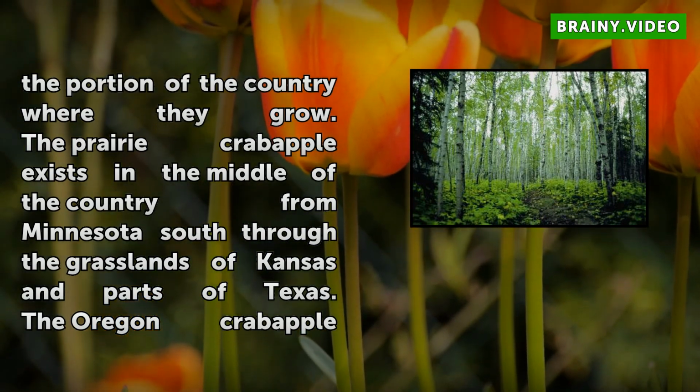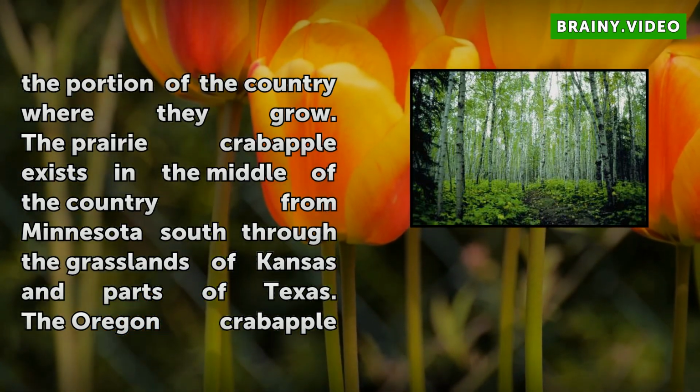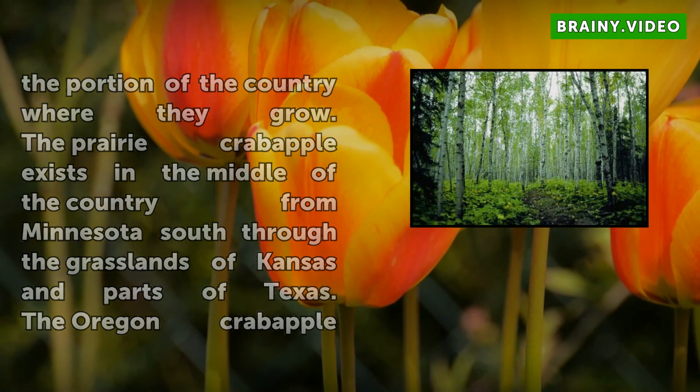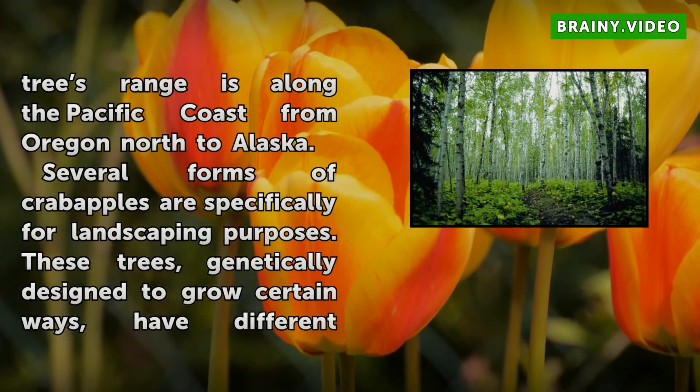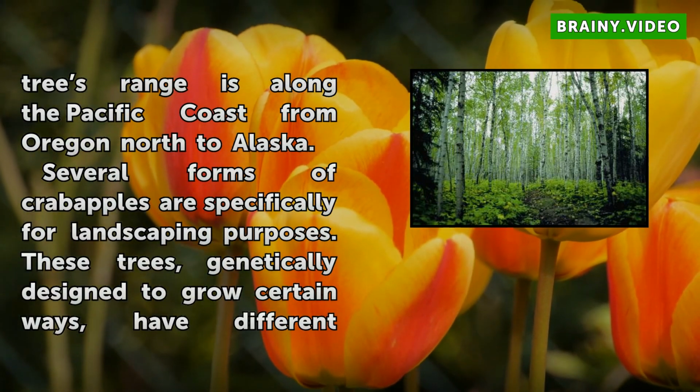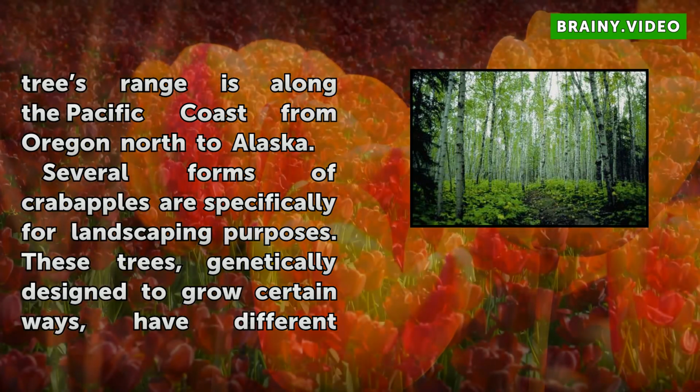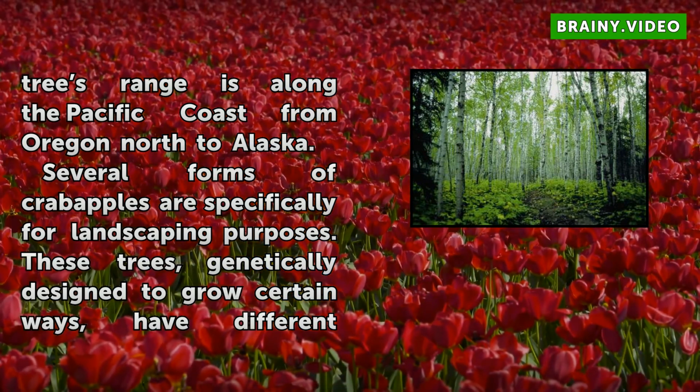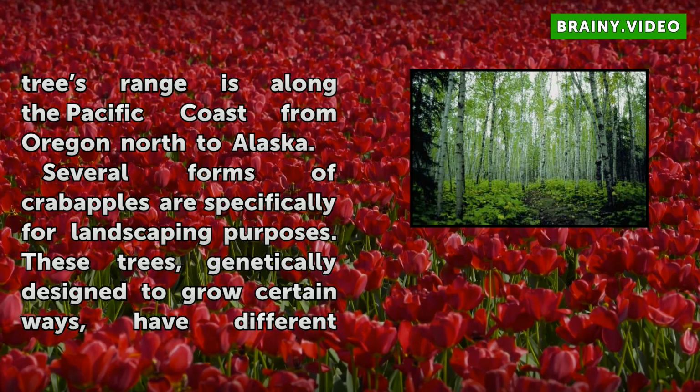Several forms of crabapples are specifically for landscaping purposes. These trees, genetically designed to grow certain ways, have different features. The molten lava crabapple tree is an example of a weeping spreading tree. It grows 10 feet tall and its crown is wide and spread out.